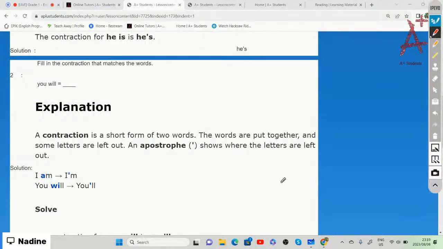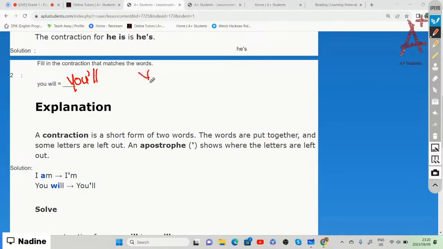All right, you will. We need to find the contraction, or the shortened form, of the two words, which is you will. If we were to write that in the shorter form, we will say you, apostrophe, because now we're going to leave out the letters W and I, and we just put the double L. And that means you'll. It's the same as you will, right?